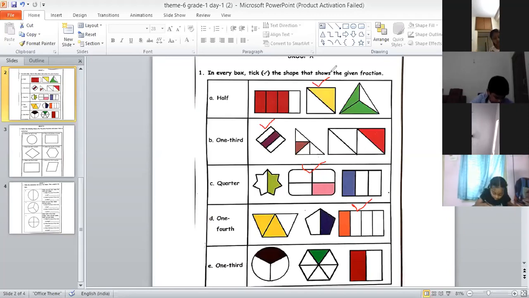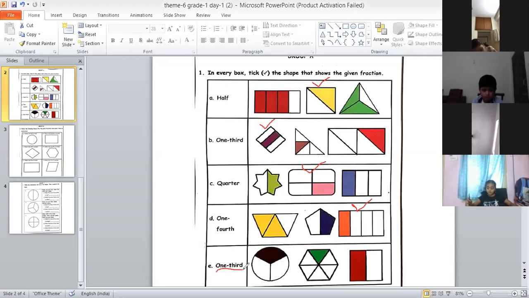Ayansh. Yes, ma'am. Ayansh, now look at the last question, the fifth bit, and read this word. What is that word? I have underlined that word. What is that word? Ma'am, 1/3. It is 1/3.